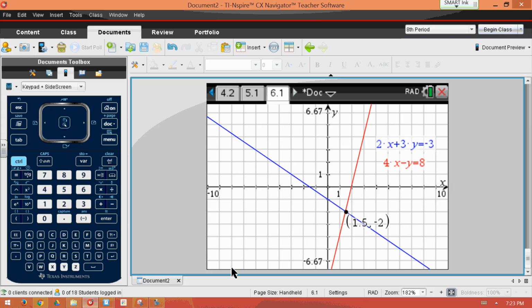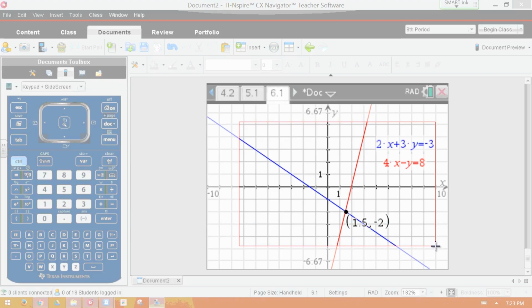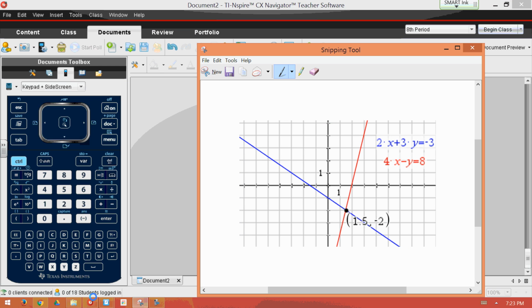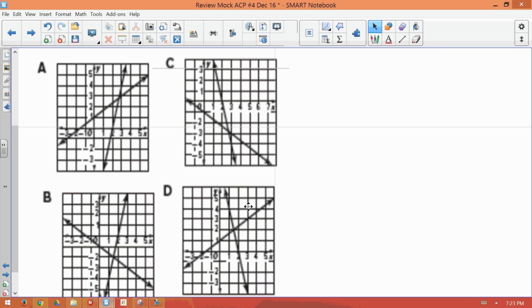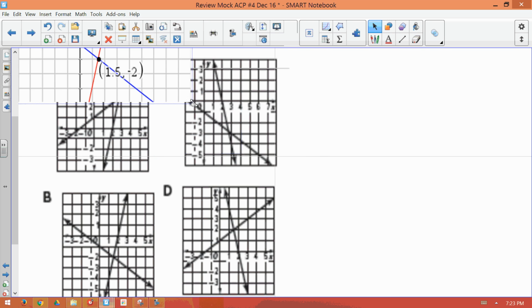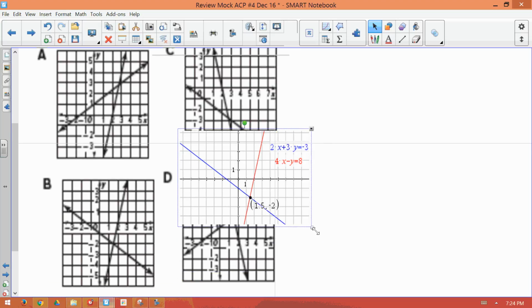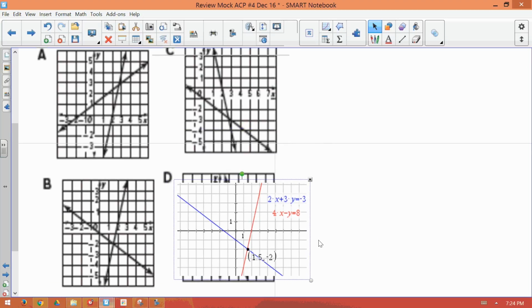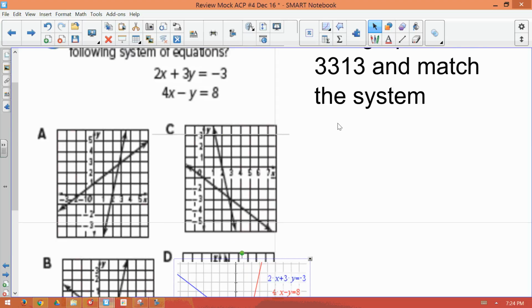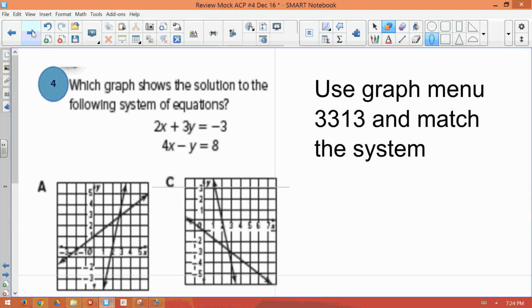Let me go back. Let's capture this because I like to be exact. I'll go ahead and just capture that. And let's go back to the problem here, and we'll paste it there. That's real big, okay? And so you can see if you put this right up next to it, it looks almost exactly like B. So that's why B is your choice for this system. And go ahead and indicate that right there. So B is the choice for problem number 4.